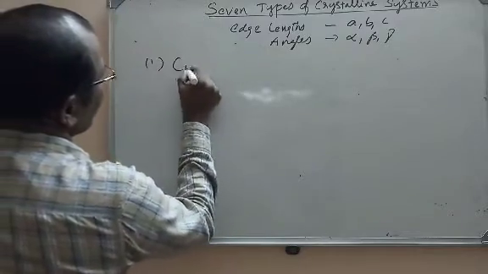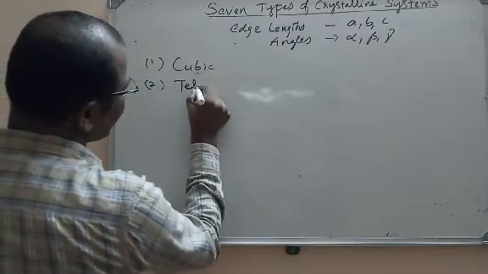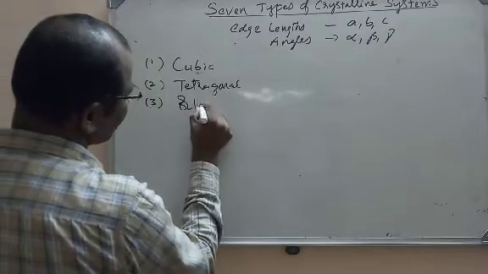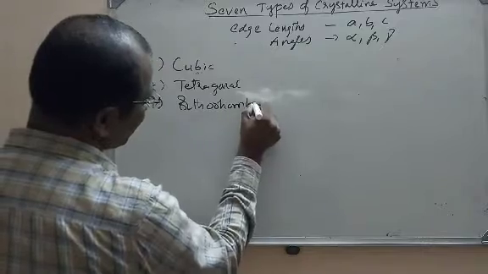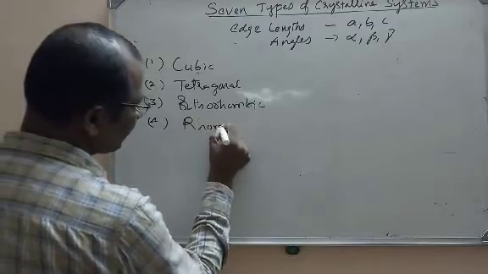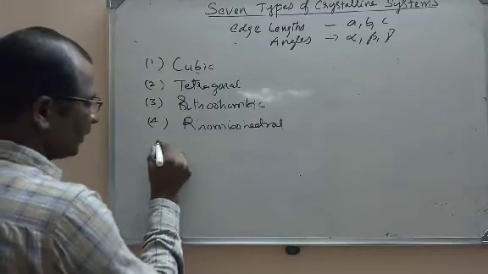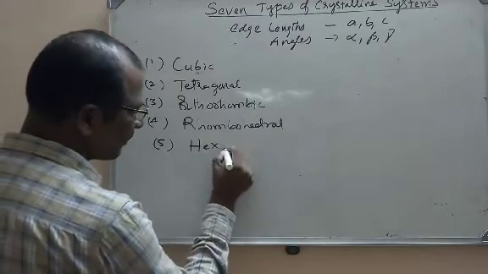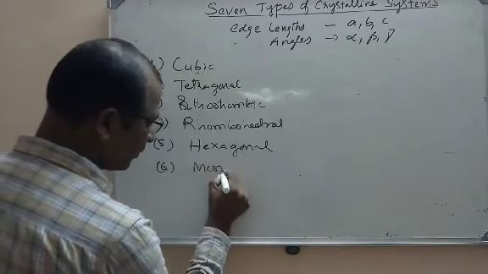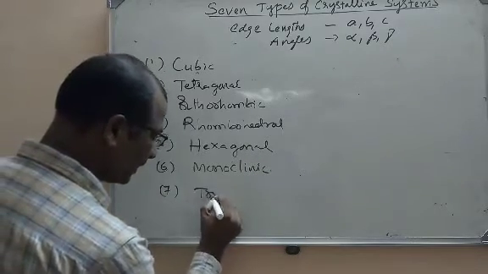So the first one is the cubic crystal. Second one is the tetragonal crystalline system. Third one is the orthorhombic crystalline system. Fourth one is rhombohedral, also called trigonal, rhombohedral. And fifth one is hexagonal. Sixth one is monoclinic, and the last one is triclinic.